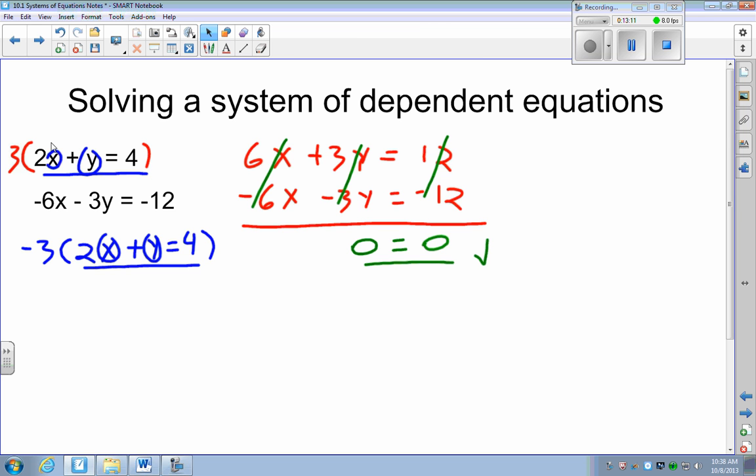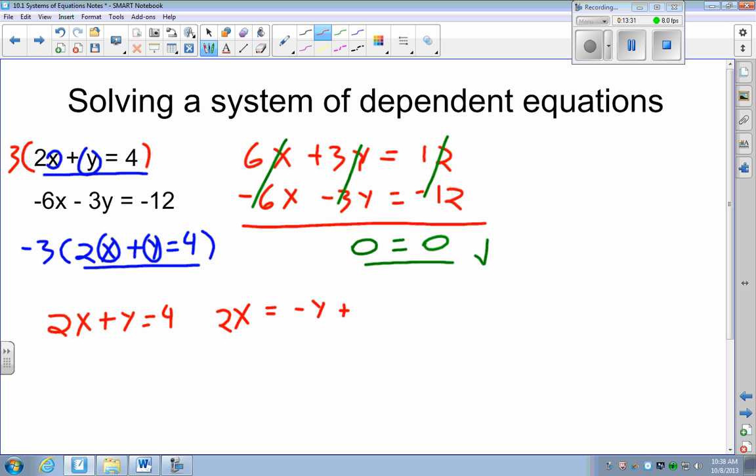And so how do we write our solutions for x and y? So to do that, we'll just look at our first equation here. 2x plus y is equal to 4. Okay, so our solution for x is just getting x by itself. And so here we'll have 2x is equal to -y plus 4. And so our solution for x is just -y/2 plus 2.